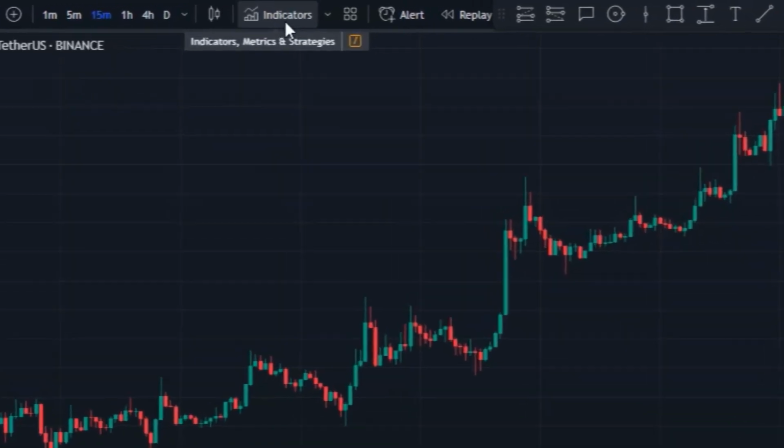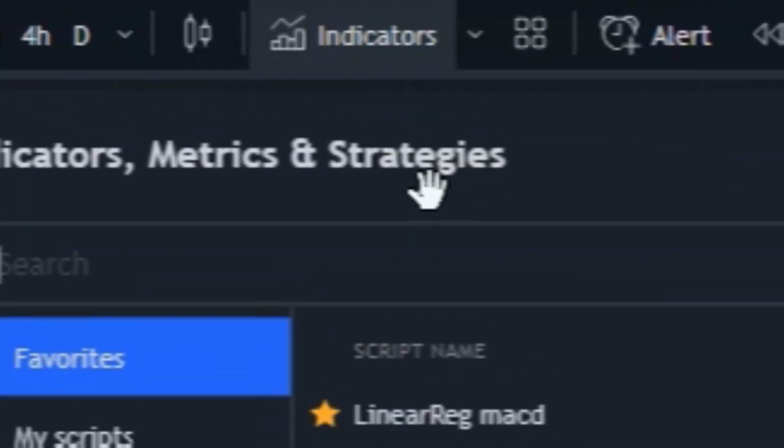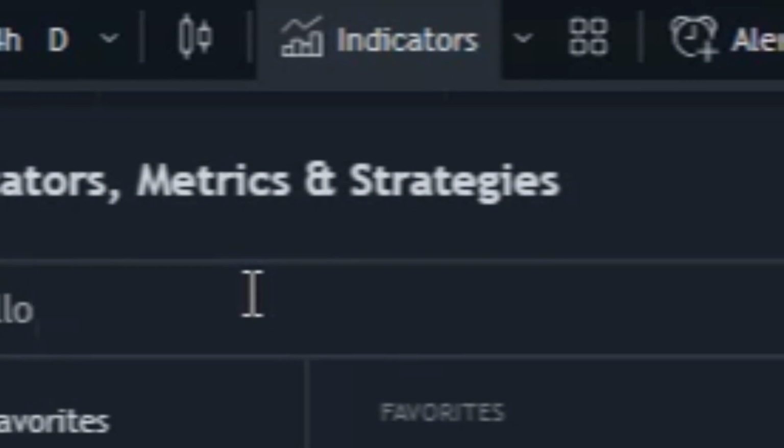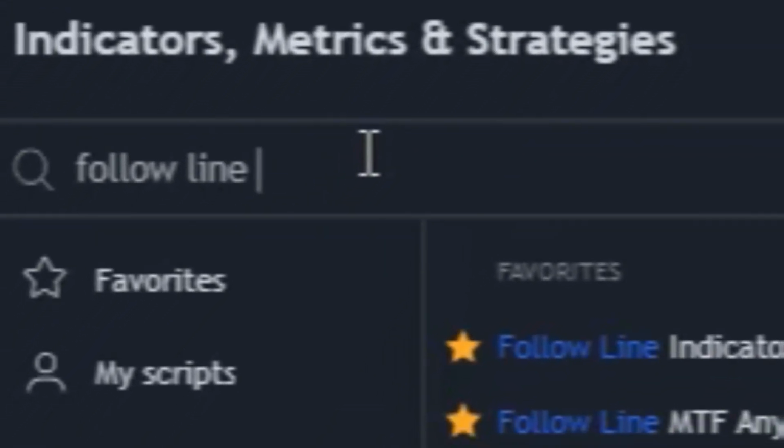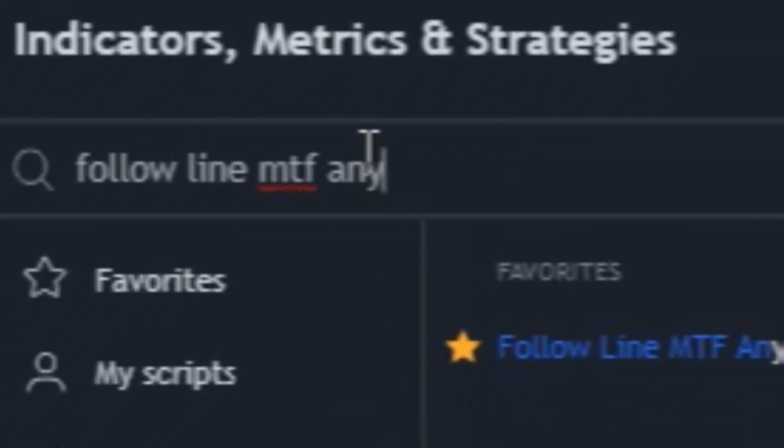To start setting up this trading strategy, first navigate to the indicators section on the TradingView platform and then look for the Follow Line MTF any MM average indicator and add it to your trading setup.